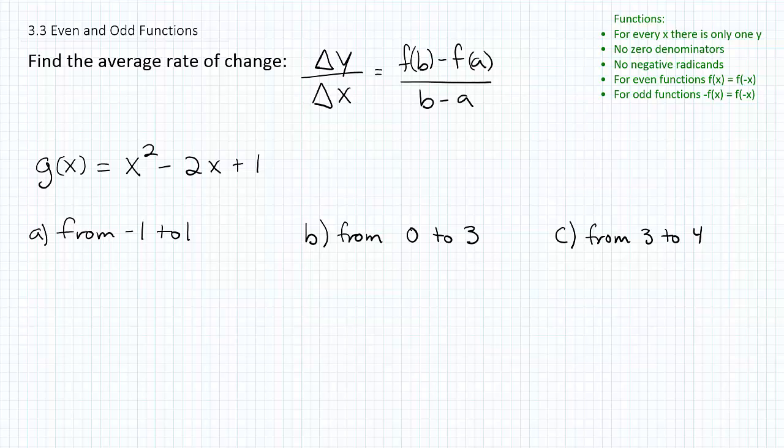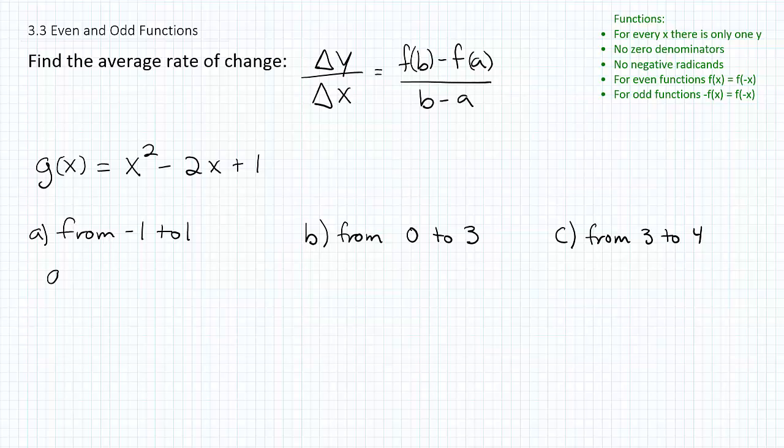Find the average rate of change for g of x equals x squared minus 2x plus 1. All right, so let's look at example A. It says from -1 to 1. So we want to plug in -1 and 1 into the function and then plug those values into our formula for the average rate of change.